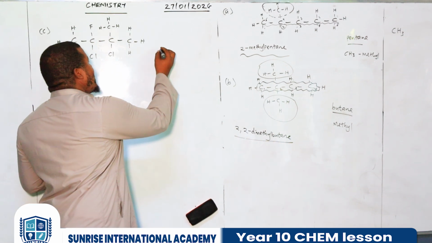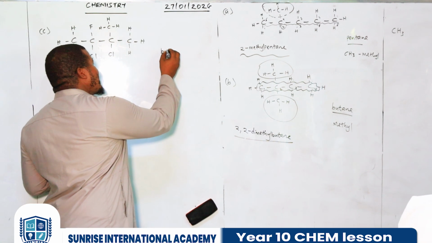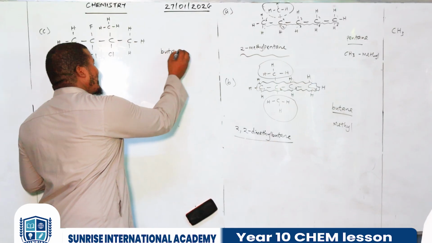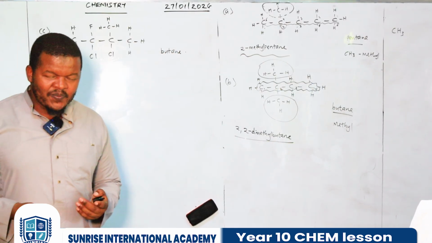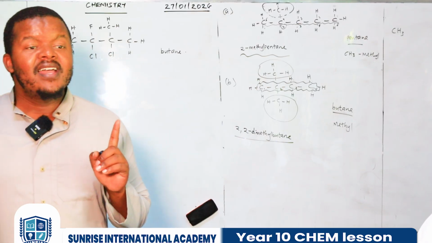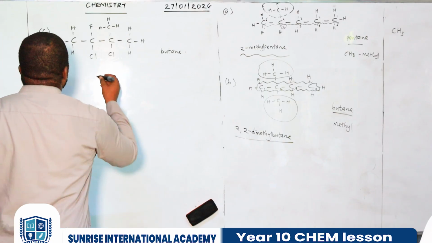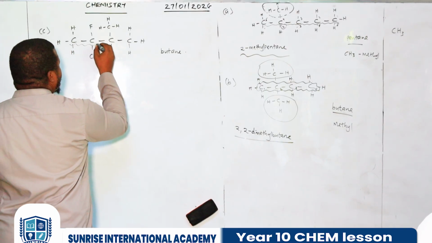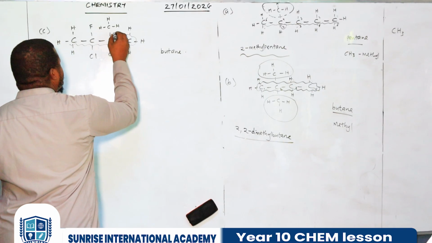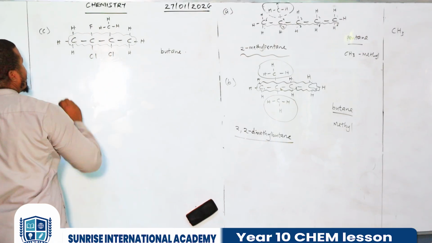The parent name is butane. So write it somewhere. That is the first thing you do. Second thing, we have said that our longest continuous carbon chain is this one now. You can isolate it this way.